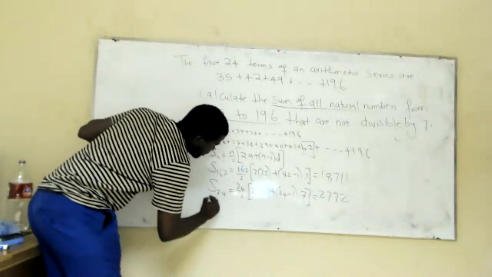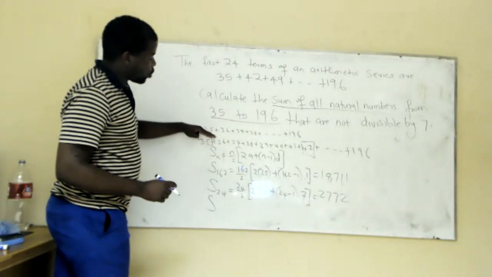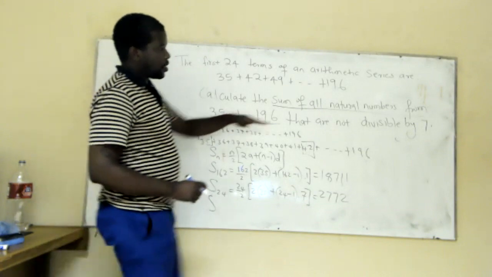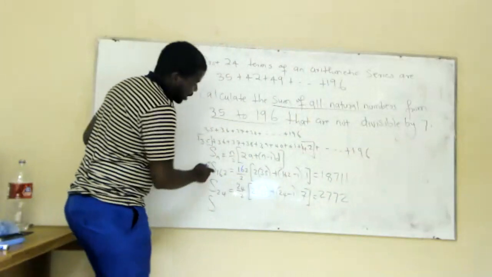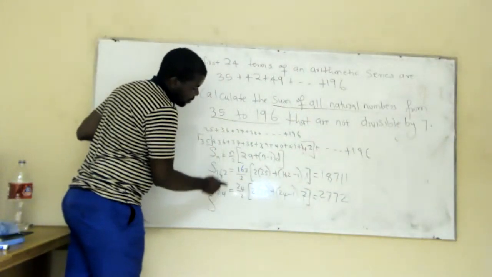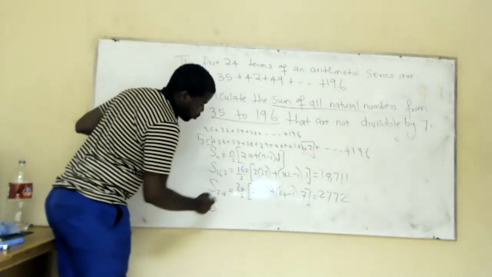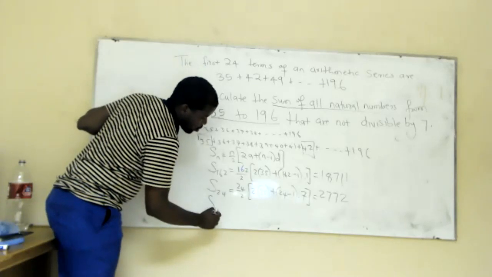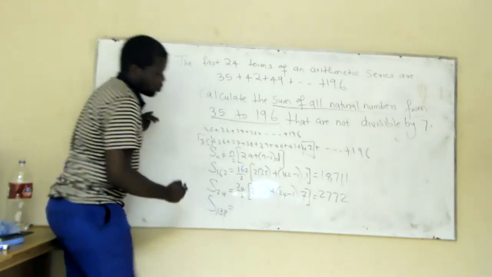Okay, then from there you can find the sum of the terms excluding the terms which are divisible by 7. How are we going to get to that? You say 162 terms minus 24 terms. How many terms are we going to sum? 162 minus 24 gives you an answer of 138.